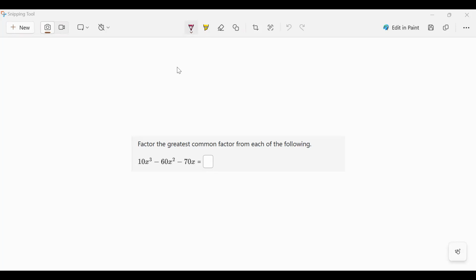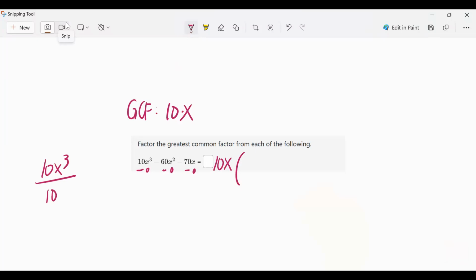So the GCF here, for all three numbers 10, 60, 70, 10 is a common factor. For x cubed, x squared, and x, we use x. The GCF would be 10x. Put it in the front. 10x cubed over 10x, and so 10x cubed over 10x is x squared here.